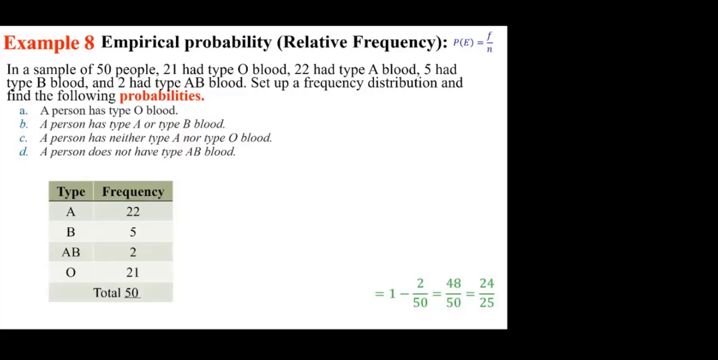So we have the type in one column, A, 22, B, we are going in alphabetical order in essence. You don't have to do that by any means. You can start with O and write 21.